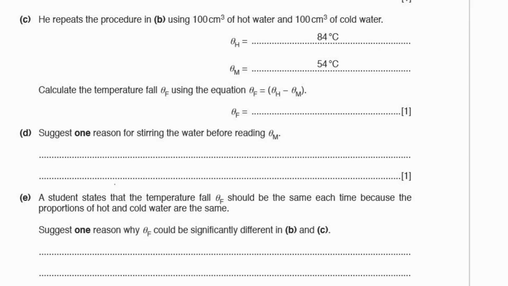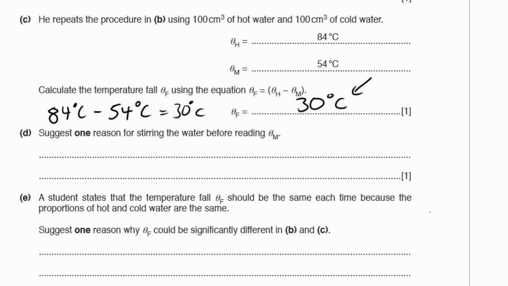C. He repeats the procedure in B using 100 centimeters cubed of hot water and 100 centimeters cubed of cold water. And there we go, we get a theta h value and a theta m value again. Calculate the temperature fall theta f using the equation theta f is theta h minus theta m. Alright, well theta h is 84 degrees Celsius minus theta m, which is 54 degrees Celsius, and that's 30 degrees Celsius. And again, remember the units.